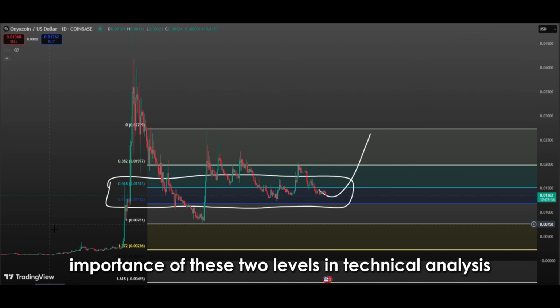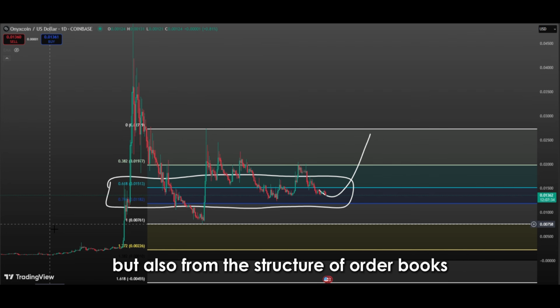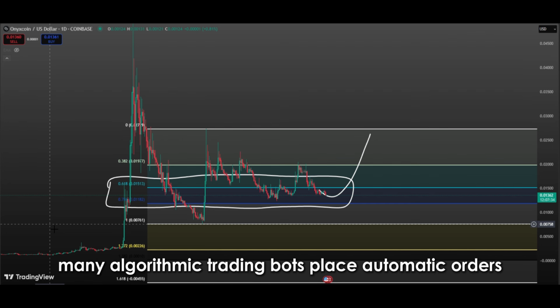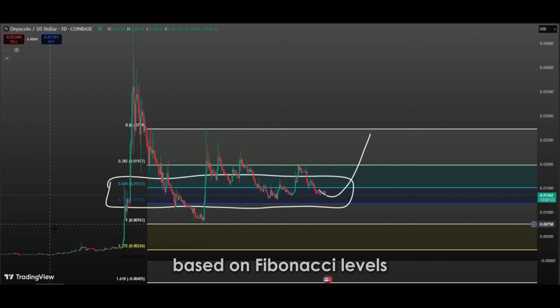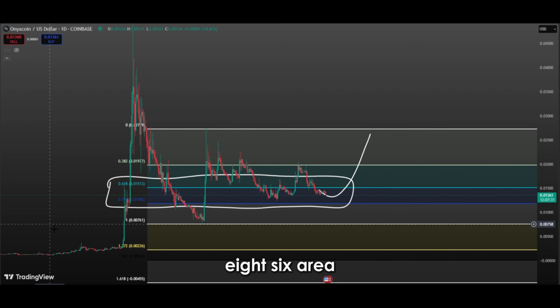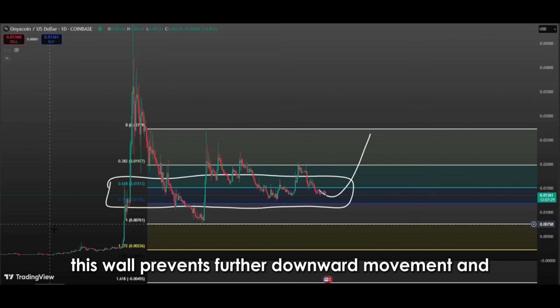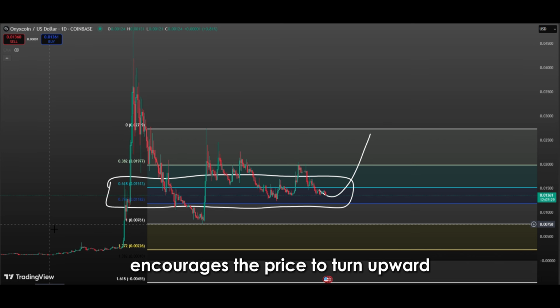The importance of these two levels in technical analysis comes not only from historical price movements, but also from the structure of order books in the market. Many algorithmic trading bots place automatic orders based on Fibonacci levels. This causes volume to increase when prices reach these points, raising the likelihood of a reversal. In other words, when the price reaches the 0.618 or 0.786 area, an almost invisible wall of buy orders forms in the market. This wall prevents further downward movement and encourages the price to turn upward.